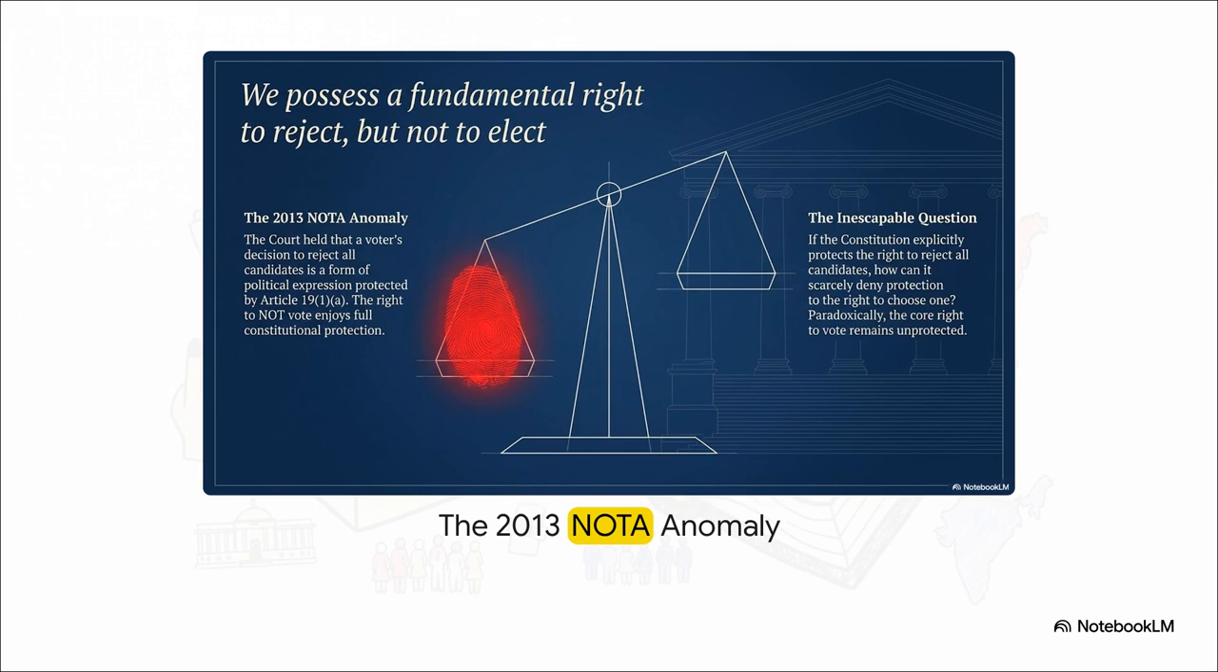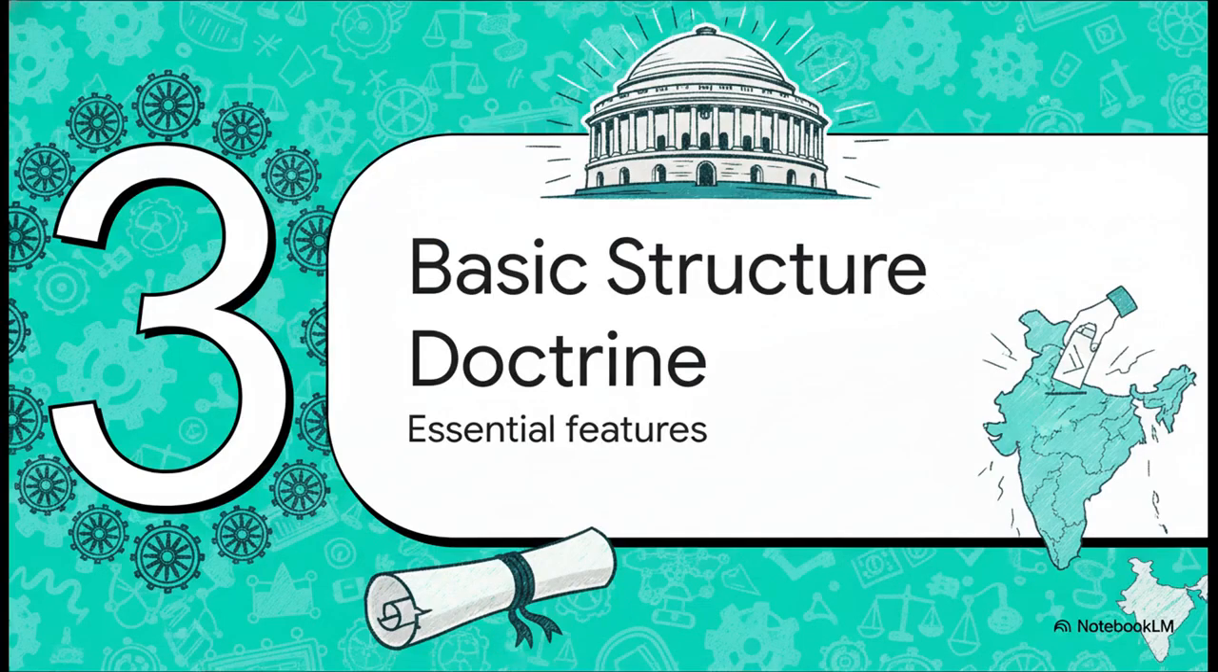So wrap your head around this. The right to not vote enjoys fundamental constitutional protection, but the core right to vote, that remains completely unprotected as a fundamental right. It is just an extraordinary constitutional anomaly. Moving on to Section 3, the basic structure doctrine.